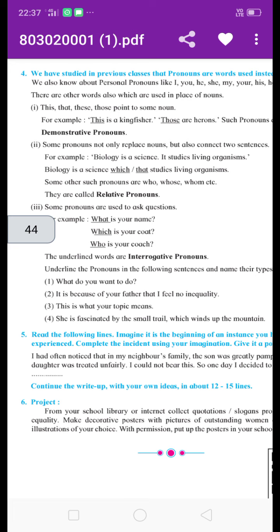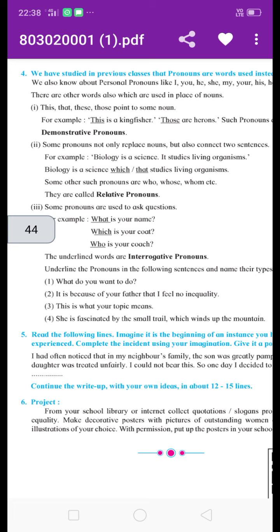Today we are going to learn the grammar concept of pronouns. Yesterday we saw personal pronouns and possessive pronouns. Today we are going to see the next type of pronoun: the demonstrative pronoun. Demonstrative pronouns are used to point out a certain object. When you point out a certain object, that time we use a demonstrative pronoun.